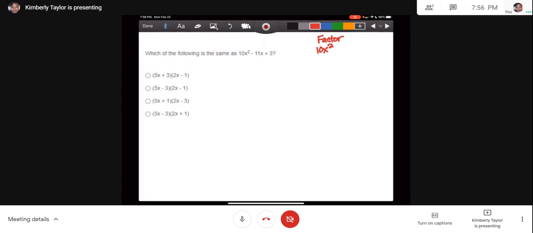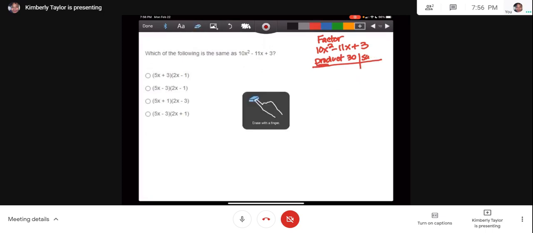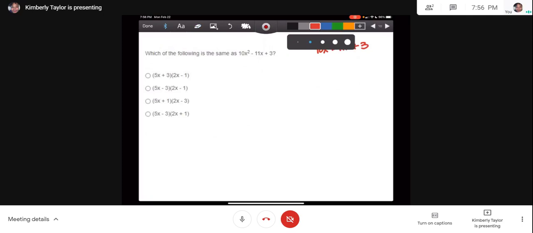10x squared minus 11x plus 3. Okay, so the product needs to be 30. Okay, and the sum, let me start over. I'm skipping steps. You're like, what the heck is going on? Let's do it like this. Okay. Let's start over. Let me slow it down.